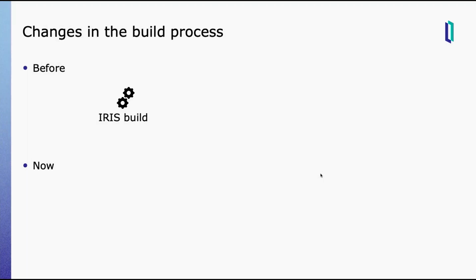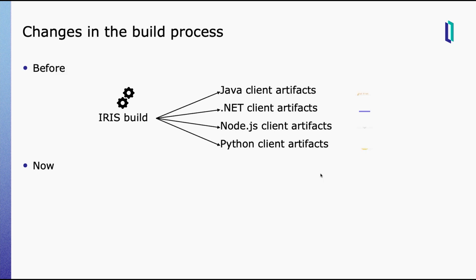The other thing, among many things, that I want to highlight here is that we are actually building our artifacts now in a completely different way. So early on, what happened is when we triggered a new build of an Iris kit, that at some point triggered the builds for all the various client artifacts for Java, .NET, Python, JavaScript. And we included those artifacts inside the kit.